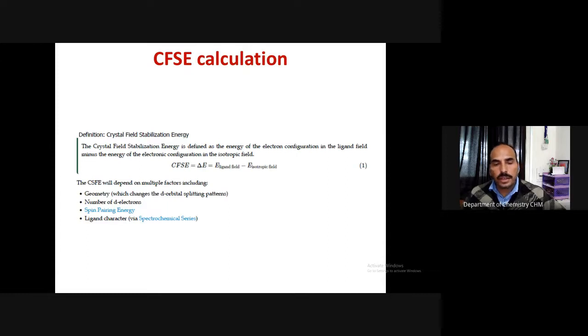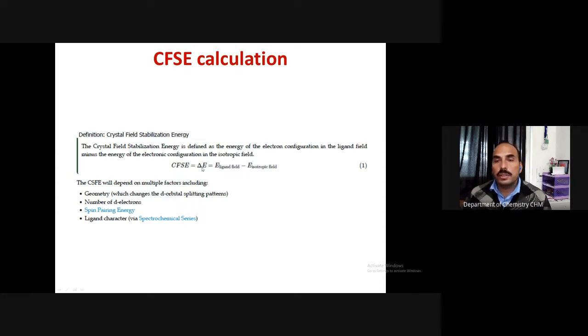The best way to calculate CFSE is this method, which I'm going to tell you. The crystal field stabilization energy is defined as the energy of the electron configuration in the ligand field minus the energy of the electronic configuration in the isotropic field. Isotropic field is the very center, right? When no splitting has taken place. That is the isotropic field.